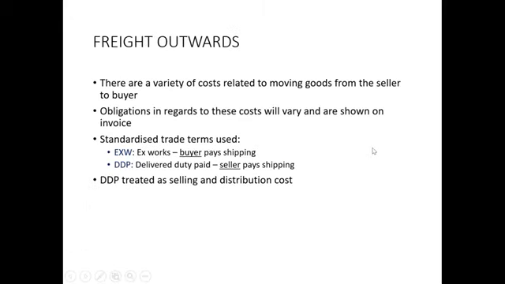The last part will be the transportation cost, or freight outwards. There are a variety of costs related to moving goods from seller to buyer. Normally we have two standard trade terms. Number one is Ex Works, or EXW, where the buyer pays the shipping. If your buyer needs to pay the shipping, you as the seller don't record, because this is the other party's business.